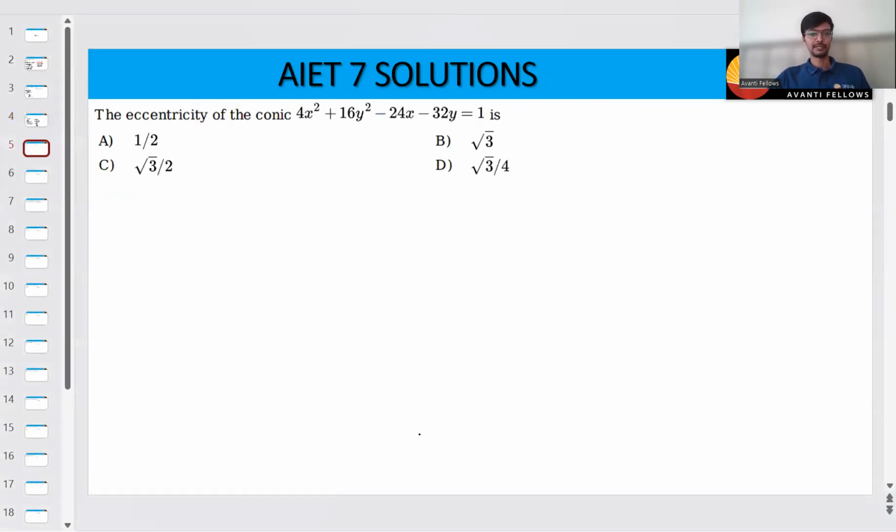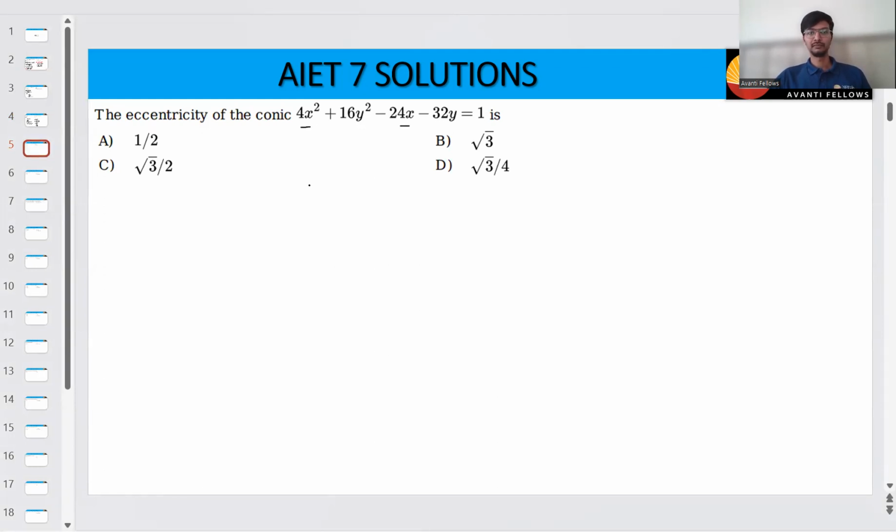Let's see the next question. The eccentricity of the conic. Now, which conic is this, guys? Let us first try to use the completing square method to get it into the standard form. It might be either an ellipse or a hyperbola.